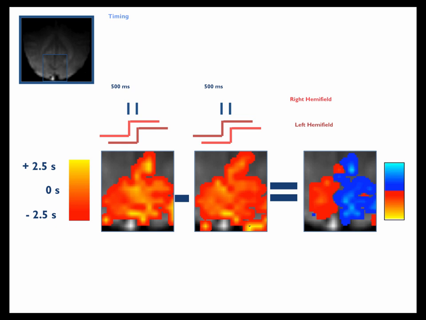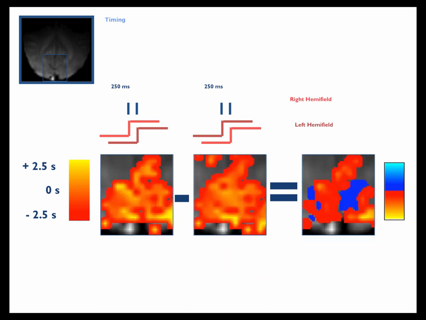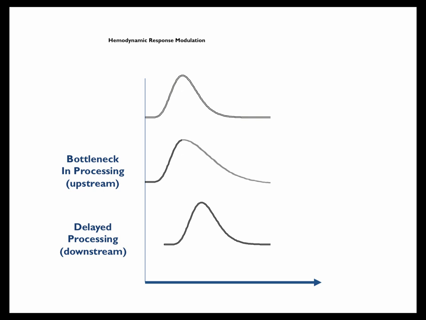So the basic idea here is that if you modulate the stimulus and see what part of the brain changes with the modulation and subtract those, you can actually get at a higher temporal resolution. And we've done the same thing down to 250 milliseconds, and it's not quite as nice of a map, but we get a difference. So you can get relative modulations of timing that go much faster.